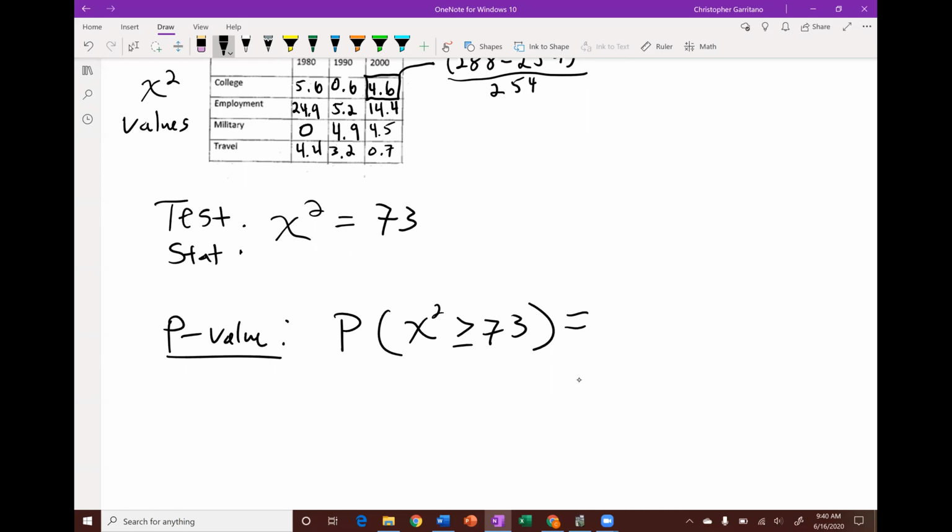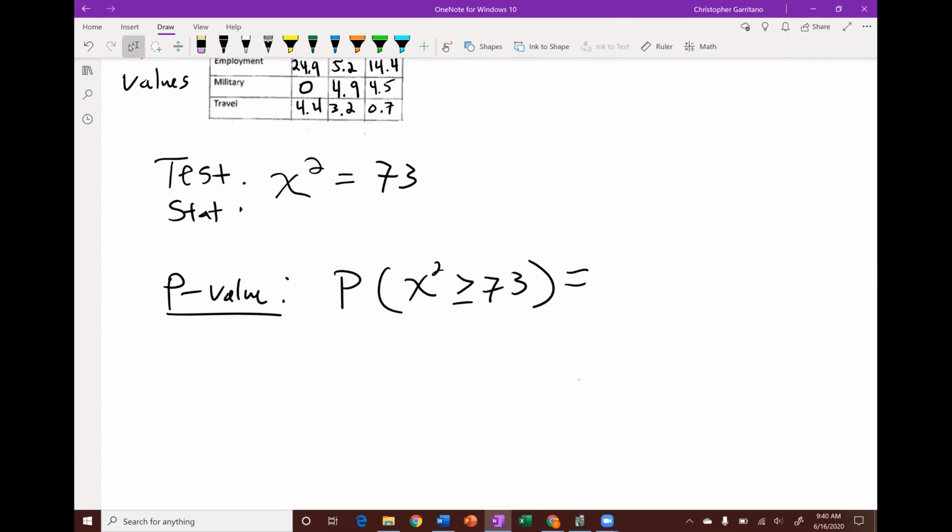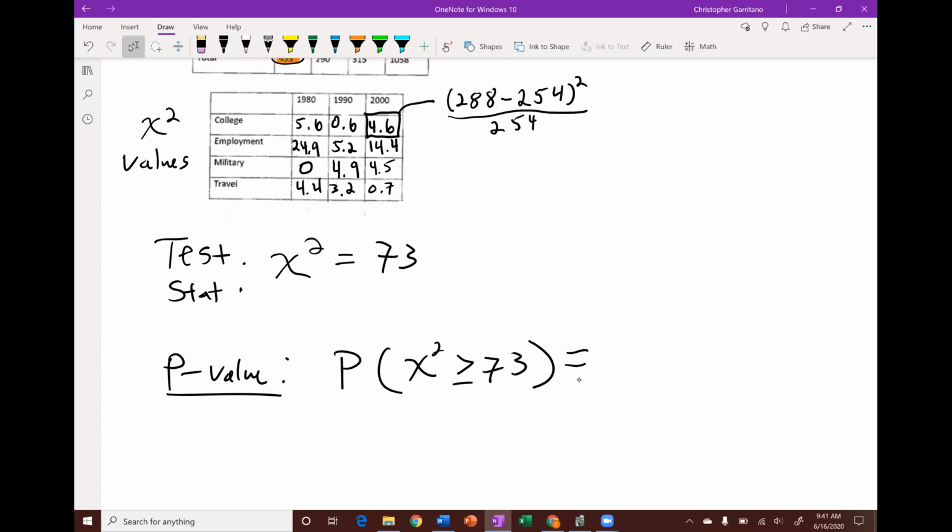Now, if you watched the chi-squared goodness of fit test video, you might be saying, what about degrees of freedom? And indeed, you're correct. Degrees of freedom does come into play, because is the value 73 large or small? Well, that really depends on how many numbers we're adding together. In this case, we're adding 12 numbers together to get a 73. So 73 might seem pretty high. However, if we were adding 3,000 numbers together to get a 73, then 73 might not seem very high. So we do need to take into account the number of numbers that we're adding.